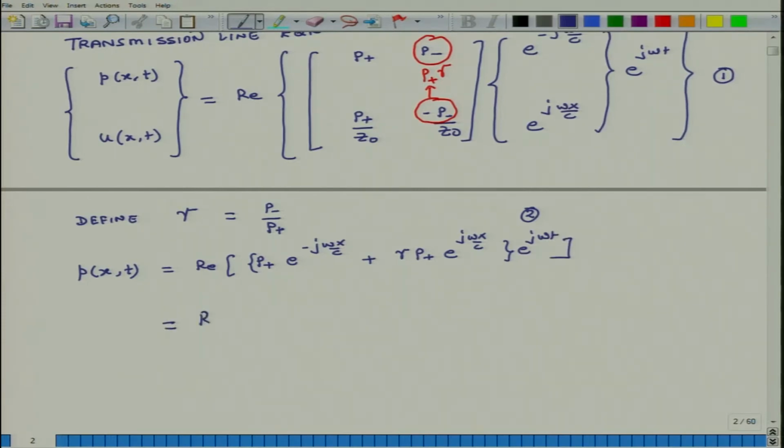and this I can rewrite as the real part of p plus, and I will take this entire term as common. So, e^(-jωx/c) times (1 plus gamma e^(2jωx/c)) e^(jωt), and I close the bracket. So, this is the equation for pressure. Let us call this equation 3a.